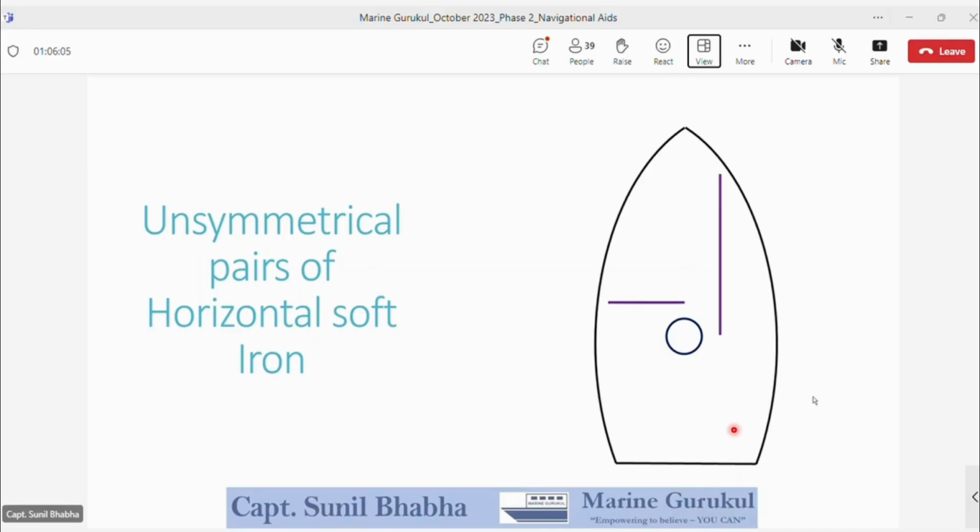Sir, ये अनसिमेट्रिकल पेयर ऑफ हॉरिजॉन्टल सॉफ्ट आयरन, ये मेरा भी वही क्वेश्चन था कि अभी के टाइम पे या तो वॉरशिप हो या मर्चेंट शिप हो, दे ऑल हैविंग द वेब फ्रेम्स लाइक horizontal soft iron, so it is the like possibility all is 0 for the A correction coefficient. That's right, beta, that is right. This is not usually present on normal merchant vessels, but we have to study it because the study of the compass consists of all possibilities which can be there.